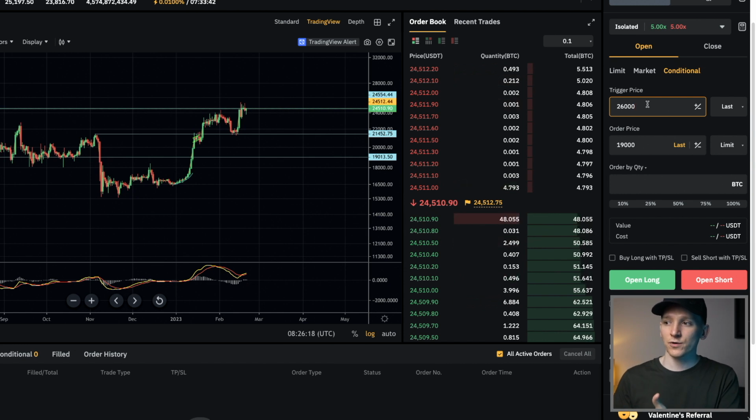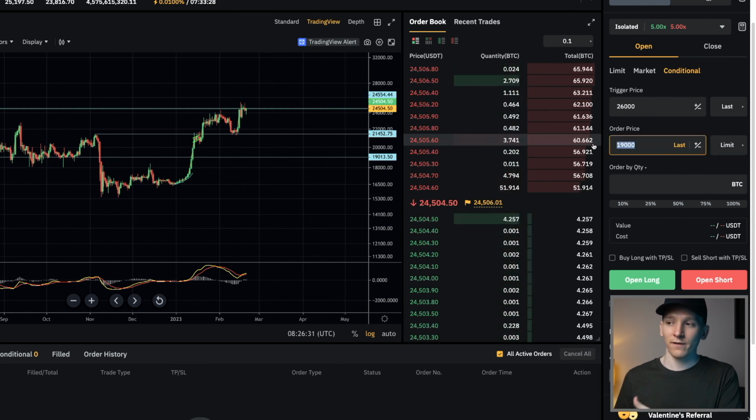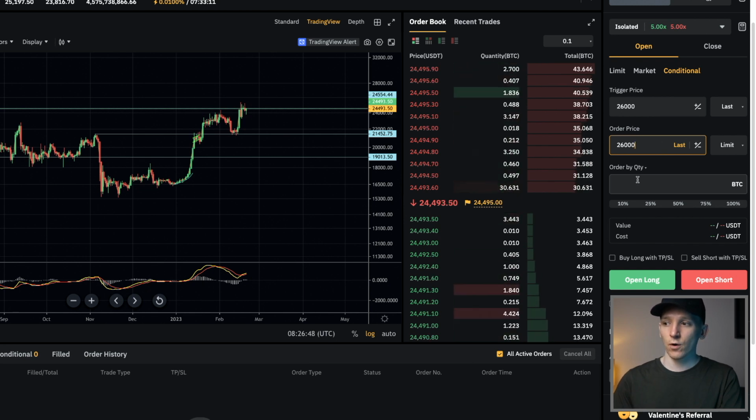So let's say we have a trigger price of 26,000. What we're saying to the system is when the price gets to 26,000, open a limit or market order for me. If you want to use market order, then you don't choose the price. If you want to use limit order, you can actually choose the price. So you may say at 26,000, open a long for me with a limit price of 26,000. You may say 25,000 or 25,800. It's up to you, but that limit order would go in. Now, if the limit order is above the price, obviously it would just go through straight away as well, and choose the order quantity here.